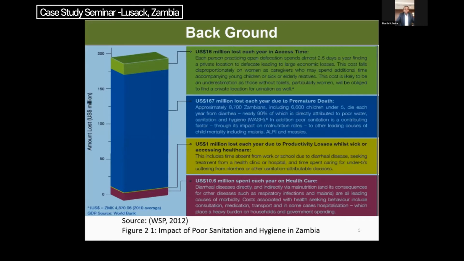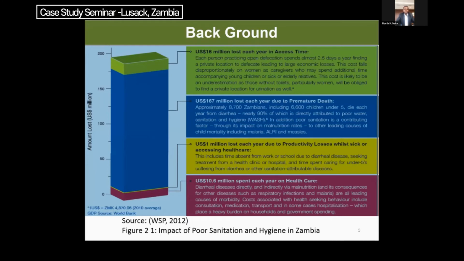So we have a background stating that over $16 million is lost each year in access time, because each person practicing open defecation spends almost 2.5 days a year, according to stats, looking for a private location to defecate, leading to large economic losses. These statistics can be found in WSP 2012.